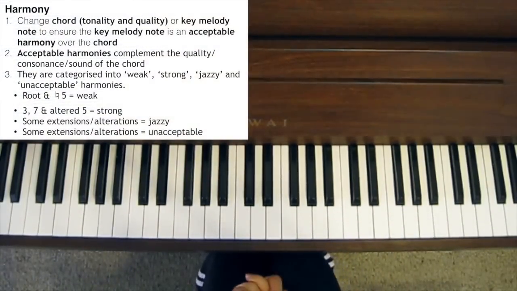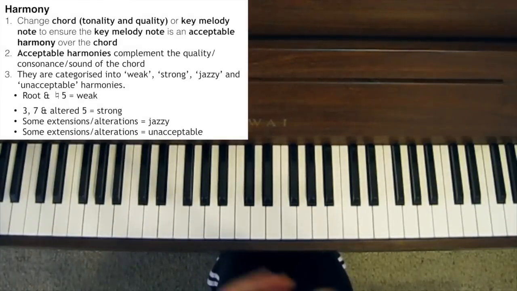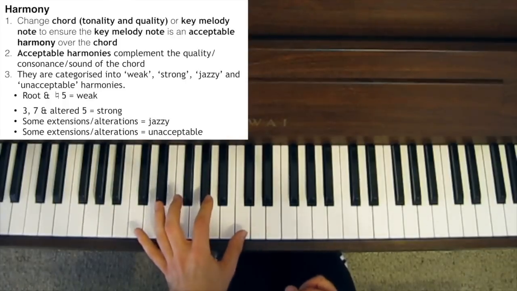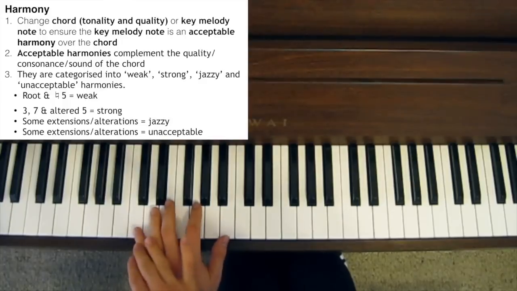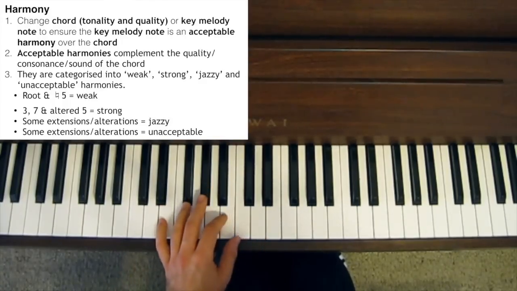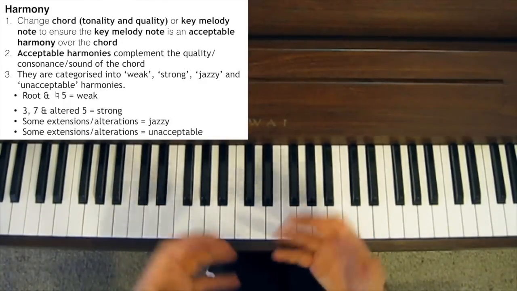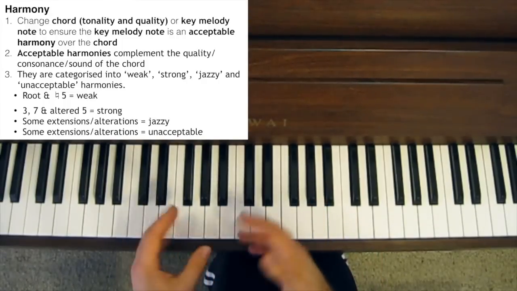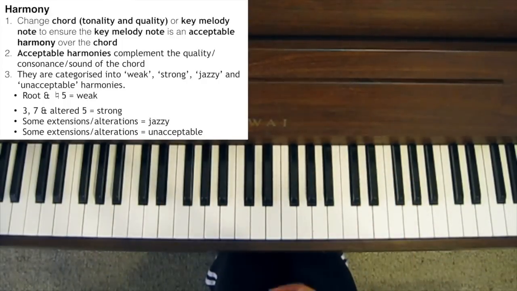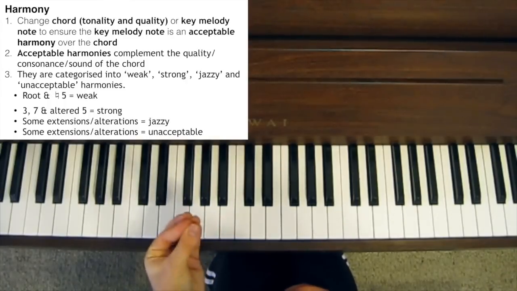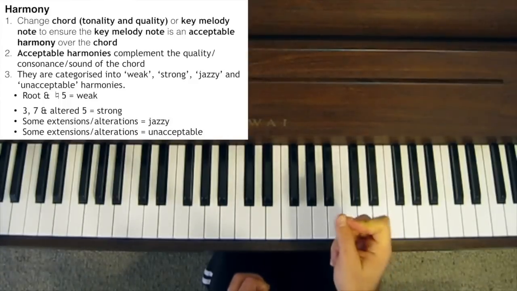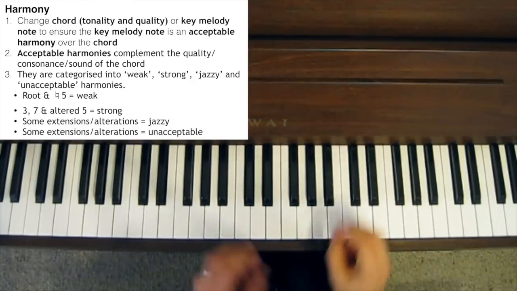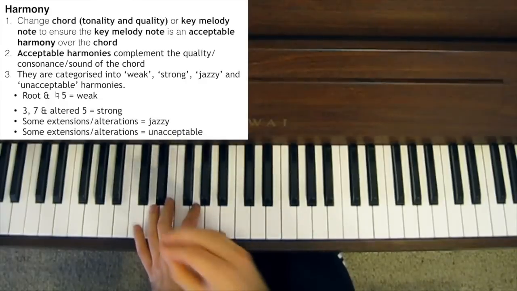Now the first thing I'm going to deal with is the harmony. So if you wanted to reharmonize that song, you could change the chord, both the tonality and the quality of the chord. That is both the tonic, whether it's C, D or E major, and the quality, that is the type of chord that it is, a major, a minor, or a diminished chord or whatever. So you could change the chord or the key melody note itself, but you have to ensure that the key melody note is an acceptable harmony over the chord.